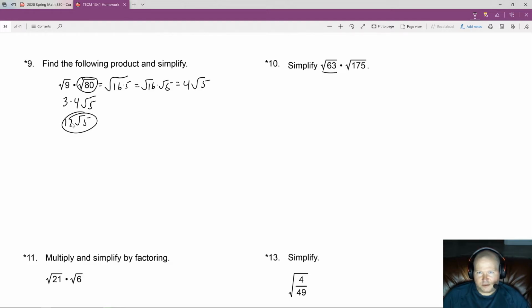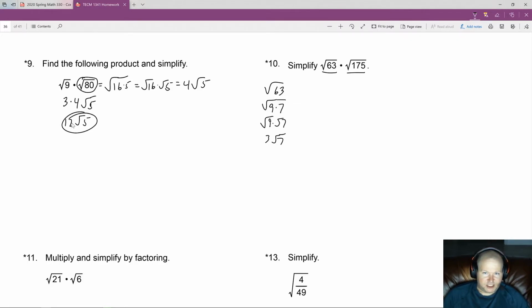Over here we have: simplify the square root of 63 times the square root of 175. All right, let's do the square root of 63. Now what can I factor out of a 63? Well, I can factor a 9 out, and that leaves me a 7. The square root of 9 times the square root of 7. The square root of 9 is 3, and the square root of 7 just stays.